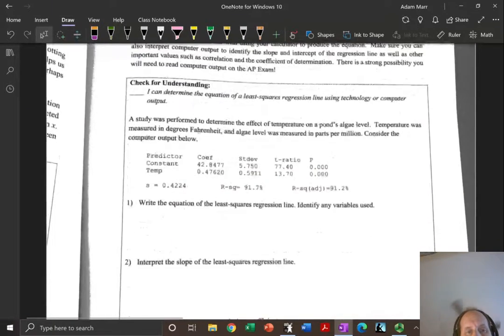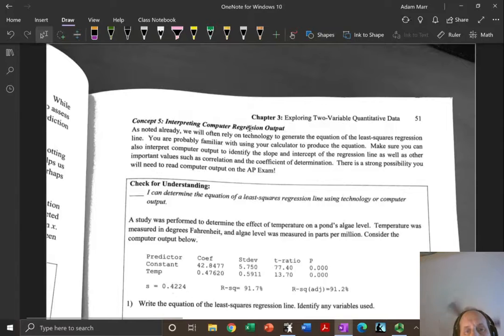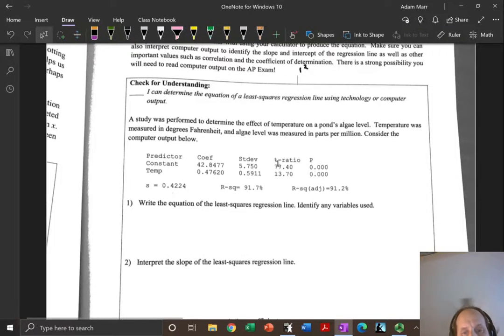Okay. Let's go to the next part, which is interpreting computer regression output. This is the whole table stuff, what they call the Minitab tables. As you noted already, we will often rely on technology to generate the equation of a least squares regression line. You're probably familiar with using your calculator to produce the equation. Make sure you can also interpret computer output to identify the slope and intercept of the regression line, as well as other important values such as correlation and the coefficient of determination, which is R squared. This right here is R squared. There is a strong possibility you will need to read computer output for the AP exam. All right, so let's do it. 1, write the equation of a least squares regression line.